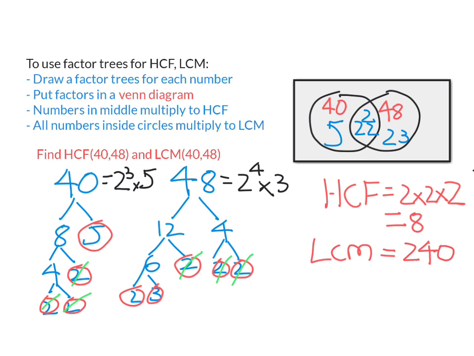Another way you can find the lowest common multiple, this works for any 2 numbers, is you can multiply them together and you can divide by their highest common factor, because finding the highest common factor is a lot easier. So we can go 40 times 48 divided by 8. Now 40 times 48, that's a big number. So what we can do instead here is we can go 48 divided by 8. Well, that's just 6. So the lowest common multiple is 40 times 6, which gives you 240, okay?